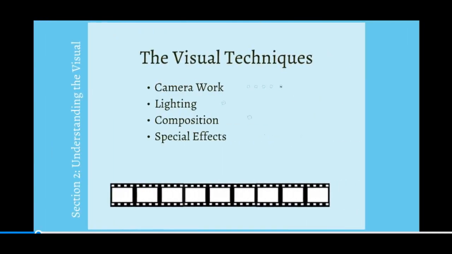So the visual techniques come under 4 categories. You have the actual camera work, the lighting, composition, and special effects. We're going to go into detail and see what these 4 areas encompass, and that's going to be the big unit. So to get started, we're going to focus in on camera work. But for right now, we're just going to pause this tutorial so that you can process the information that you've been given.